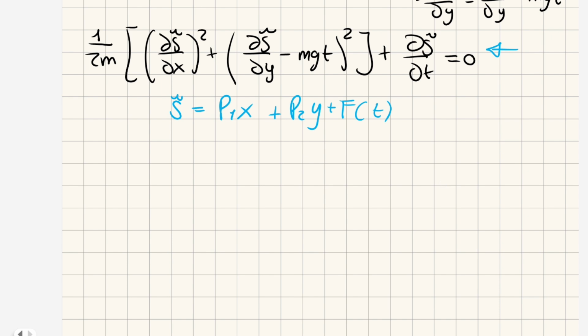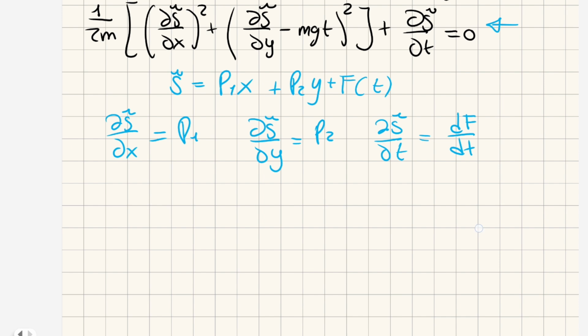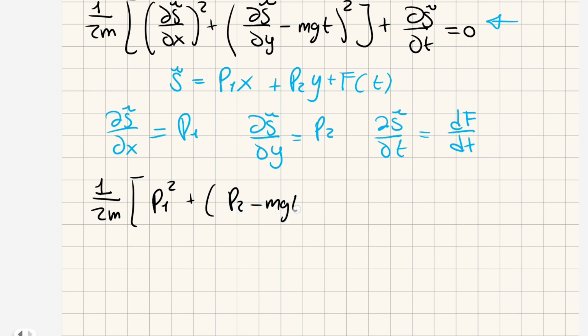So if we calculate the derivatives, we will have that the partial of s tilde with respect to x is equal to p1, the partial of s tilde with respect to y is equal to p2, of course, and the partial of s tilde with respect to time will be equal to the derivative of f with respect to time, looking that f is a function of only the time, right? So we are going to take these results into the Hamilton-Jacobi equation to get that this is 1 divided by 2m multiplied by p1 squared plus p2 minus mgt squared, plus the derivative of f with respect to time, and this is equal to 0.